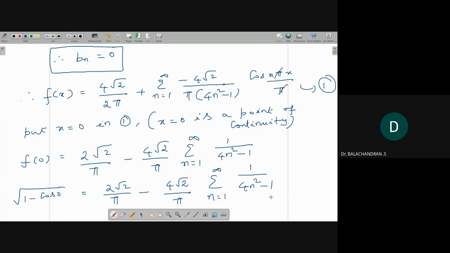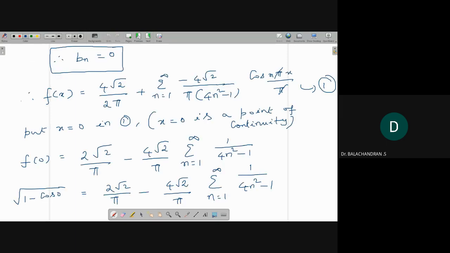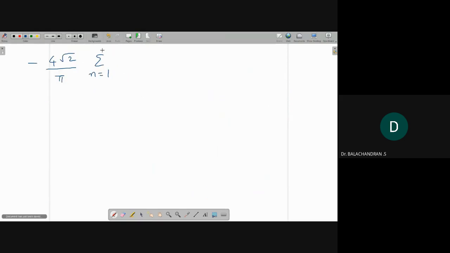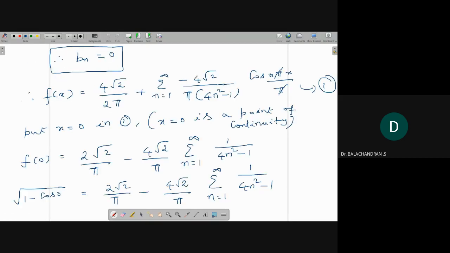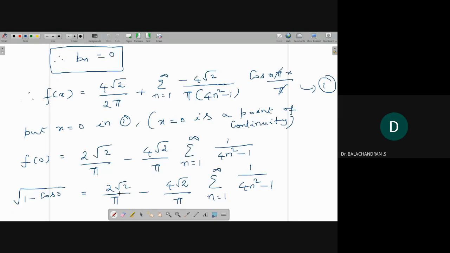So this expression I will write equal to minus 4 root 2 divided by pi summation n equal to 1 to infinity 1 by 4n square minus 1. Is equal to, this is actually 0. If I write this on the right side, then we have minus 2 root 2 by pi.